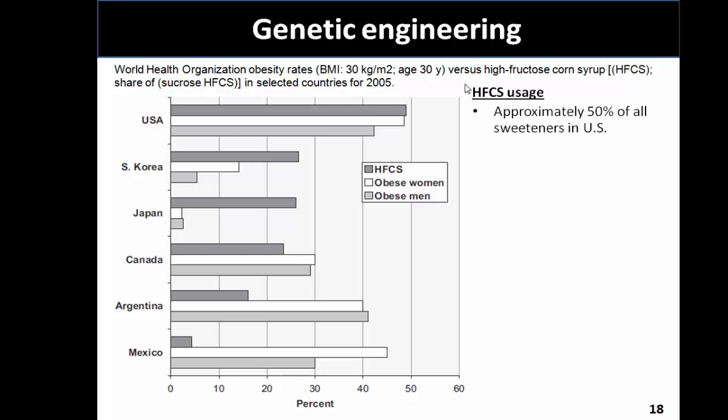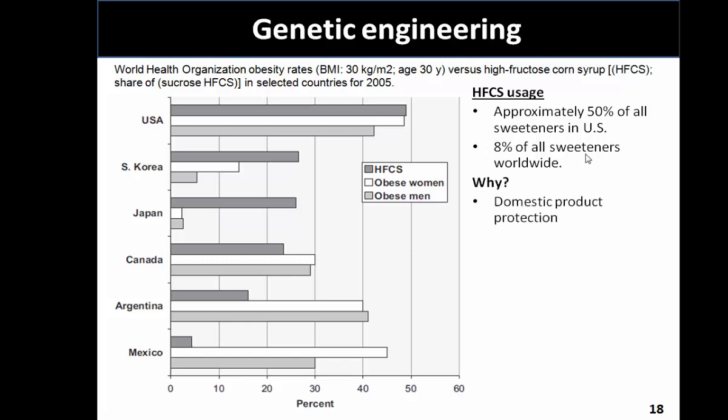So in terms of high fructose corn syrup usage, high fructose corn syrup accounted for 50% of all the sweeteners used in 2005 in the United States, in part because high fructose corn syrup was a low-cost alternative that could be manufactured and sourced entirely in the United States. Worldwide, high fructose corn syrup only made up 8% of all sweeteners.